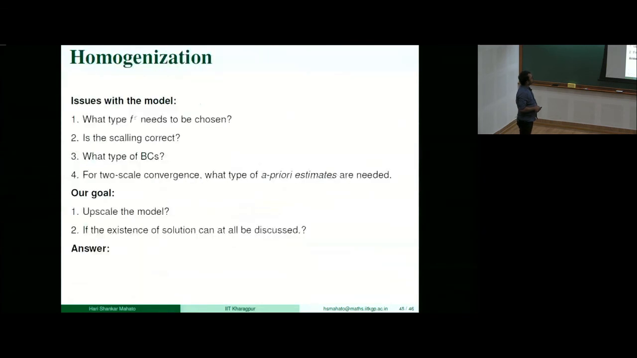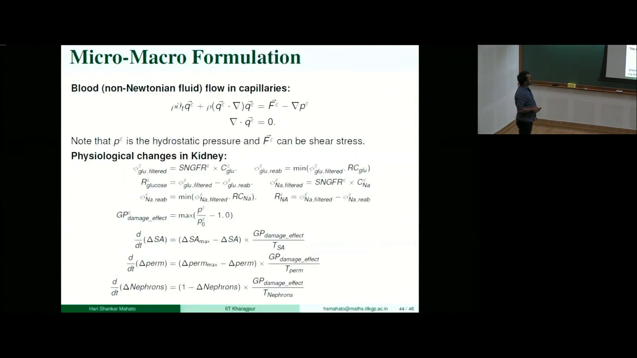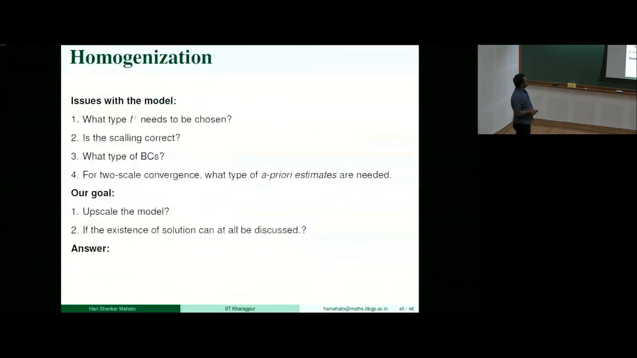And the fourth issue is whether we can get some a priori estimates or not, because these two equations look simpler, but the rest of the equations might create some problem. So we need some kind of a priori estimate for the two-scale convergence, based on which our goal would be to upscale this entire model.